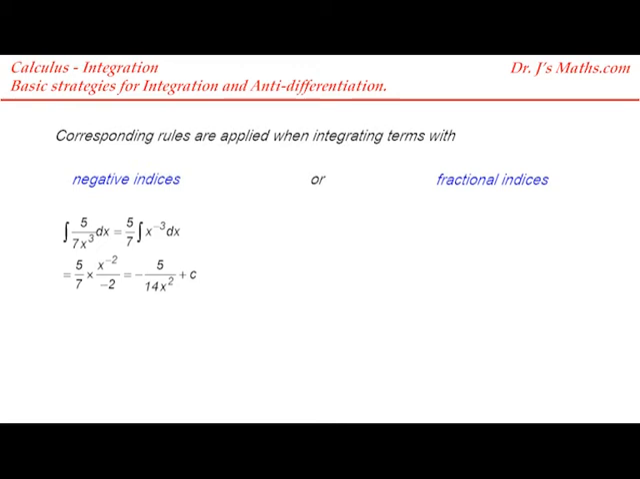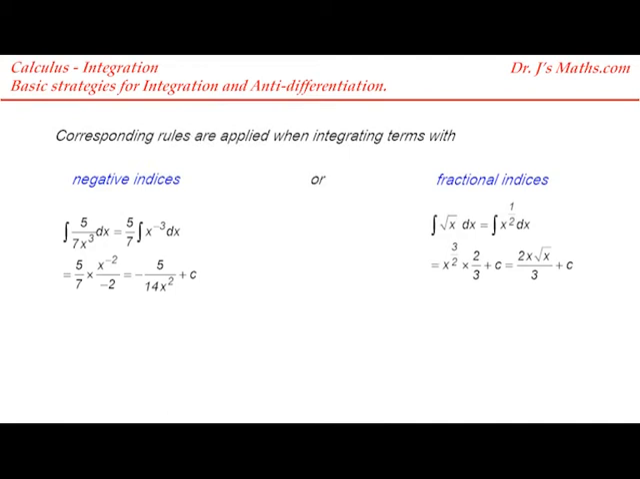Write down the constant, 5 over 7. Then x to the minus 3 becomes x to the minus 2 over minus 2. So we have a minus in the denominator, so put that out the front. 5 is in the numerator, 7 times 2 equals 14 is in the denominator. Bring the x to the minus 2 underneath to make it x squared, and don't forget to add the plus c at the end.